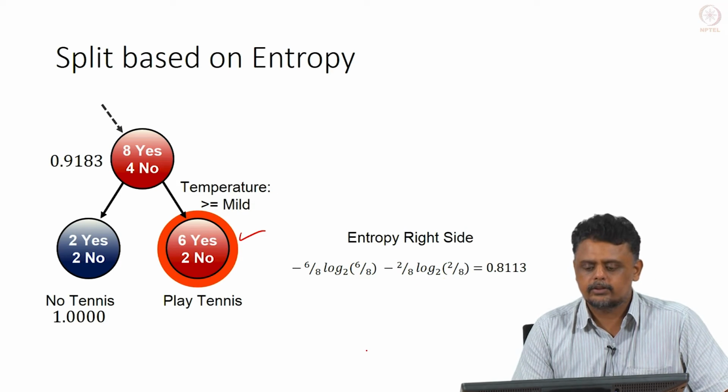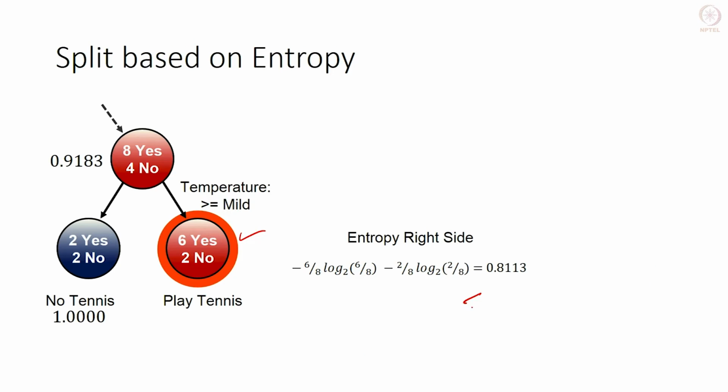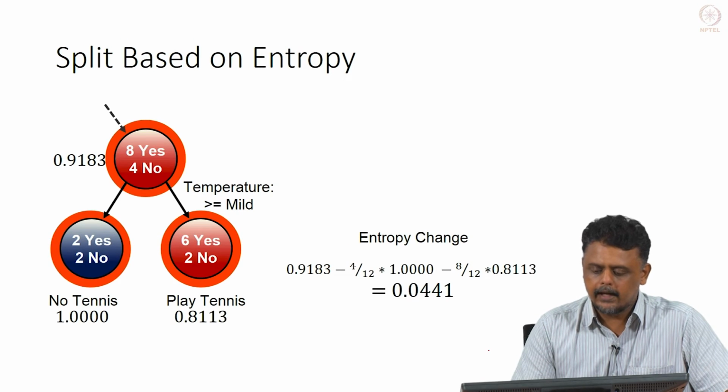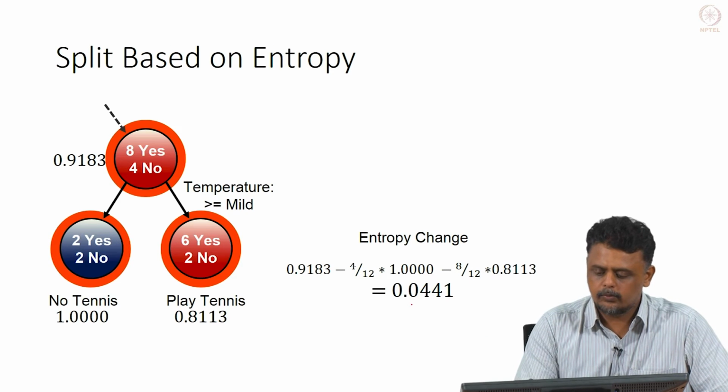Okay. This is basically summation over the classes P of C log of P of C. So, there are two classes; if there are n classes, there will be n terms in that sum. Okay. So, we can do the same thing and we can calculate the entropy change as 0.0441.